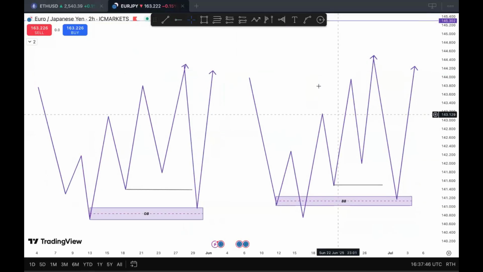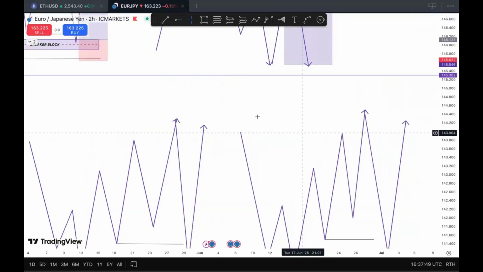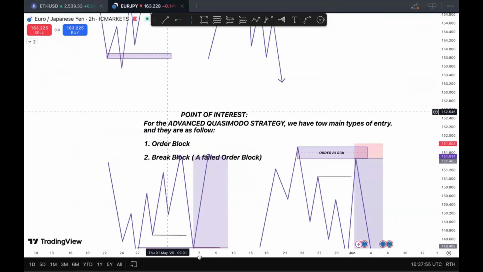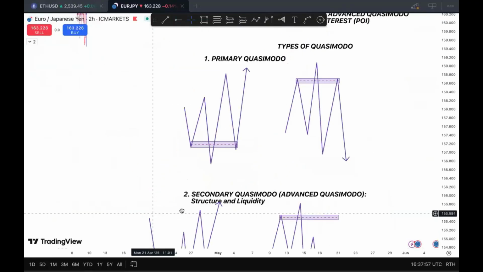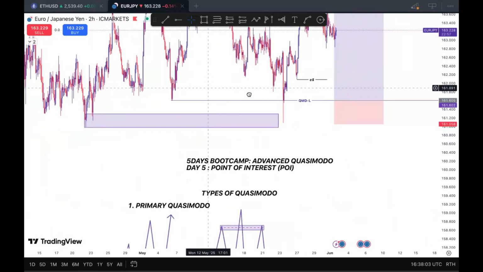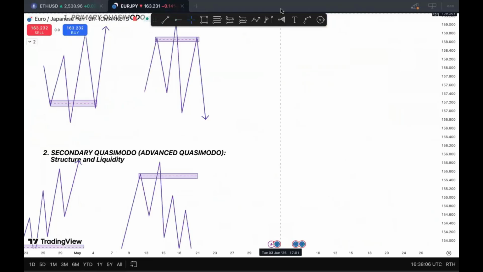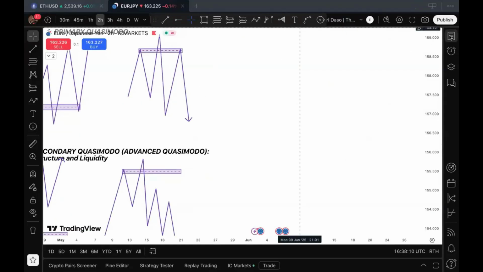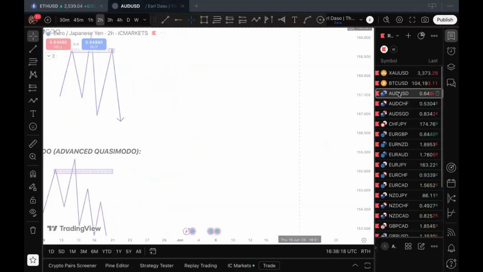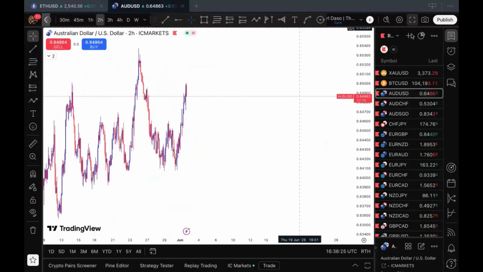I'm thinking of a pair that we can use for this. Let's say if Euro JPY has something for us. Okay, let's go to something different. Let's leave this. Let's use the Australian dollar USD, Aussie. Let's use this.